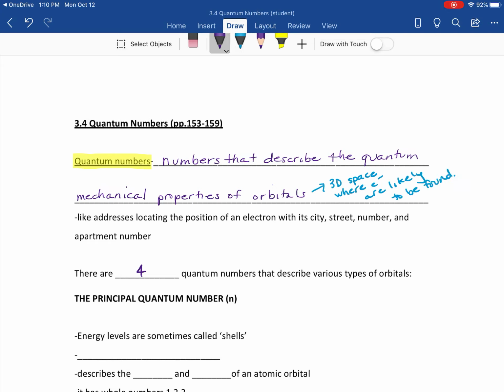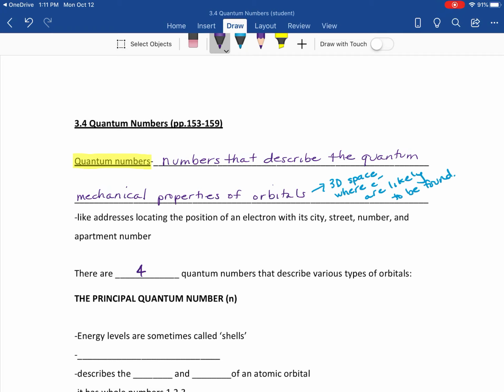Okay, so different from orbits. Don't forget that. This is a biggie. Different from orbits. Orbitals are kind of a big thing with quantum mechanics. So what these numbers do is they try and identify and locate where a specific electron is likely to be. So there are 4 quantum numbers that we're going to use to describe various types of orbitals and various electrons.